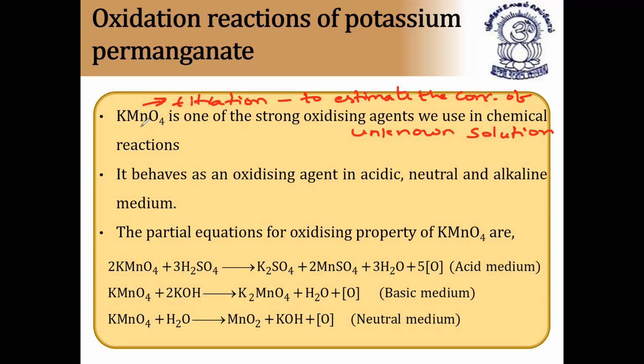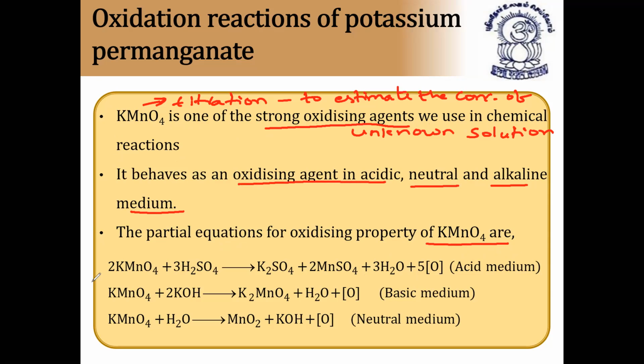So in this method, what happens? Potassium permanganate is one of the strongest oxidizing agents. It brings about oxidation of others and itself undergoes reduction in chemical reactions. It behaves as an oxidizing agent in acidic medium, neutral medium, as well as alkaline medium. These are all the partial equations for the oxidizing property of potassium permanganate that they'll ask in the examination.